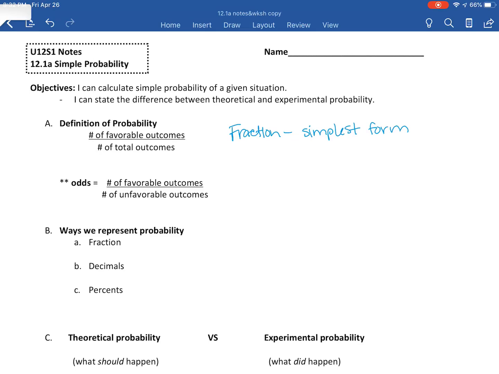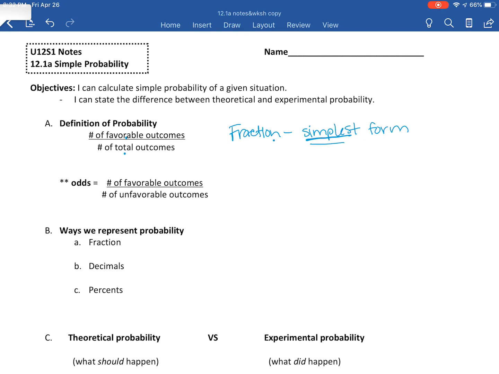12.1a is on simple probability. So we're going to spend Unit 12 talking about probability, and probability is just the number of favorable outcomes over the number of total outcomes. So we're going to express our probability as a fraction, and it always needs to be in simplest form.